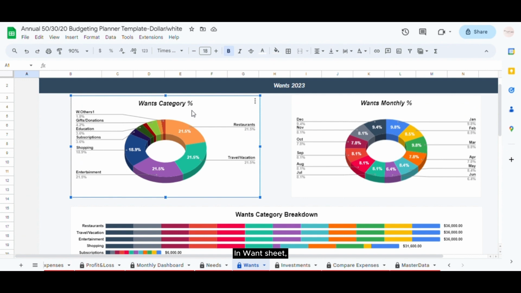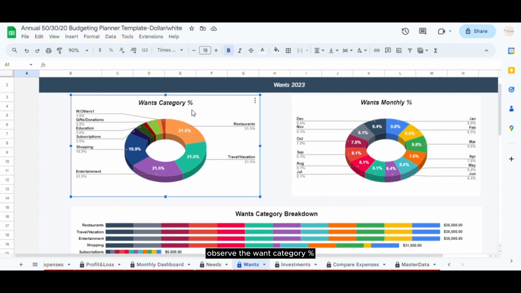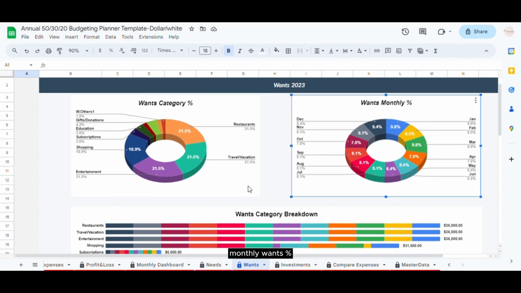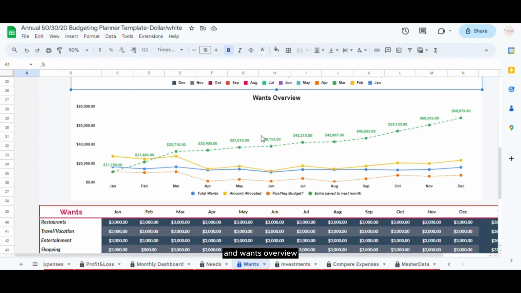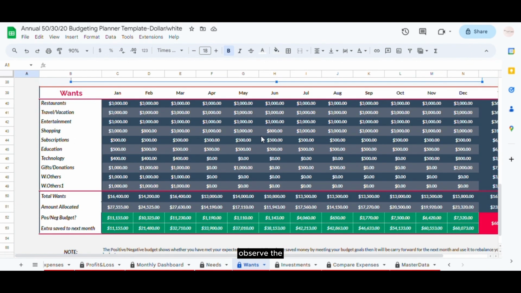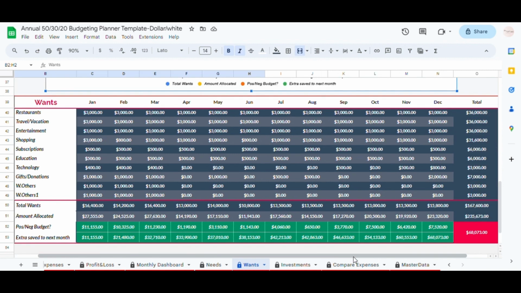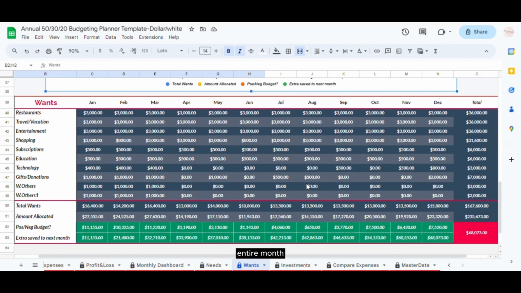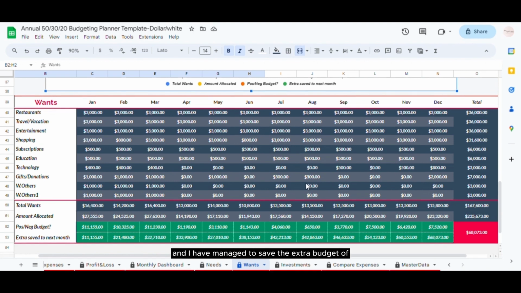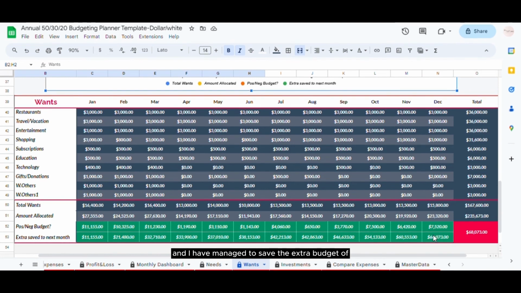In want sheet, observe the wants category percentage, monthly wants percentage, wants category breakdown, and wants overview. Observe the monthly and yearly expense of wants category. You can also see for the entire year I was in a positive budget and I have managed to save the extra budget of 68,000.